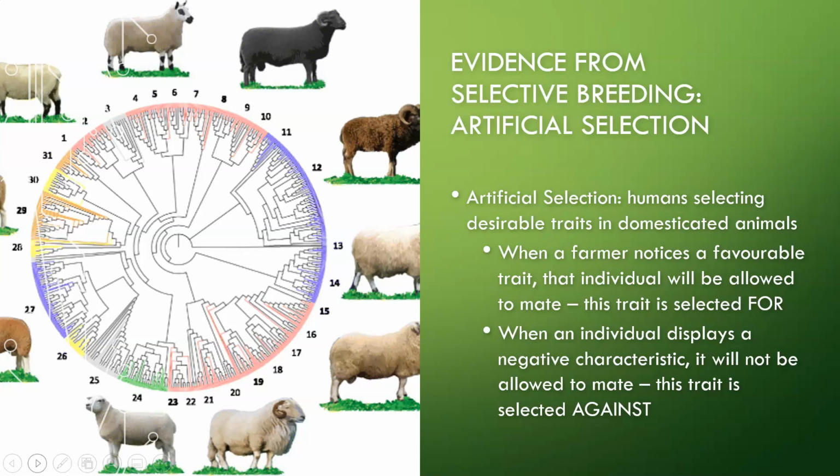Now when an individual displays a negative trait, it will not be allowed to mate, and therefore we select against that trait. So with sheep, you might have an animal that has a low wool ratio, and if you are a farmer and part of your income is from wool production, you want sheep who produce a nice amount of good quality wool. So you wouldn't breed one that's a poor wool producer, because then you get more sheep that produce poor quality or poor amounts of wool.